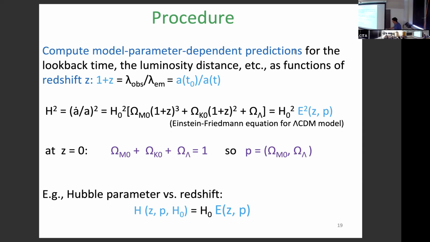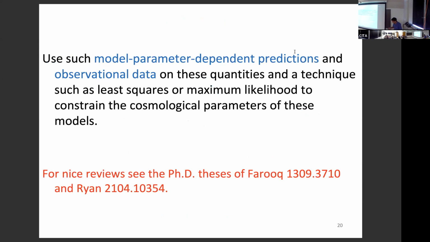And this is in lambda CDM. So even though there appear to be 3 parameters describing the model, because of the sum rule, your set of parameters is 2, and conventionally, these are the ones you pick. And so you can predict the Hubble parameter as a function of redshift, the cosmological parameters, and H naught through this equation. Given the observed redshifts, you can make your theoretical predictions. And you can then do whatever you want, like least squares, maximum likelihood, or MCMC, and get constraints on these parameters of your cosmological model.